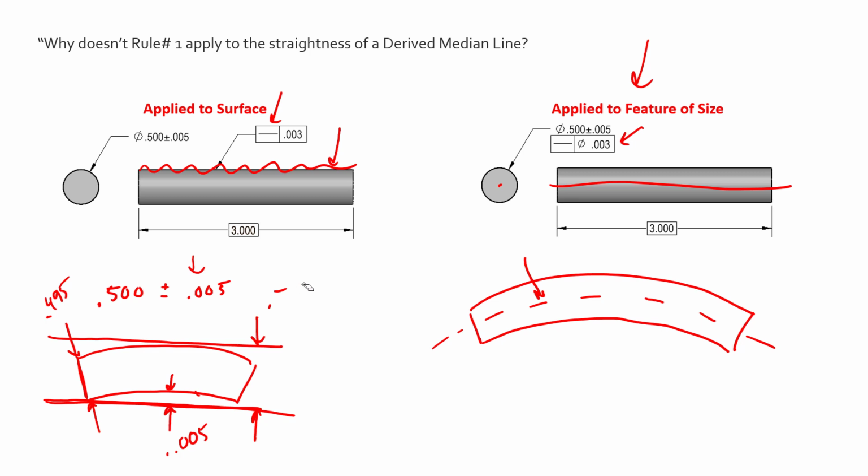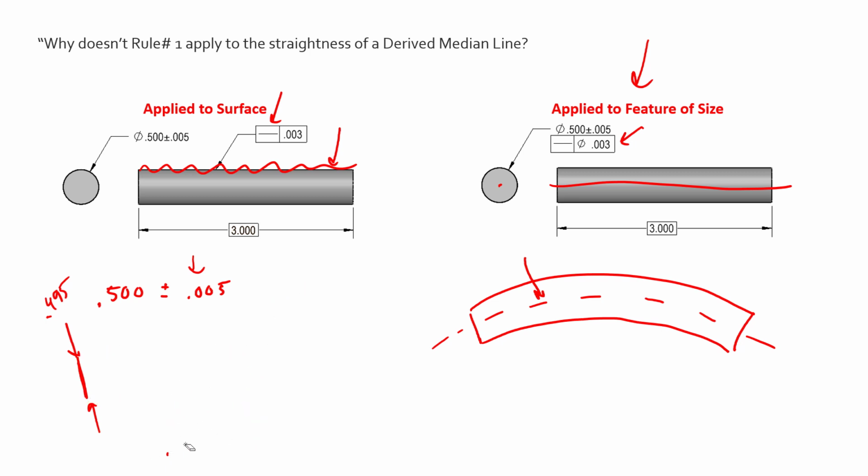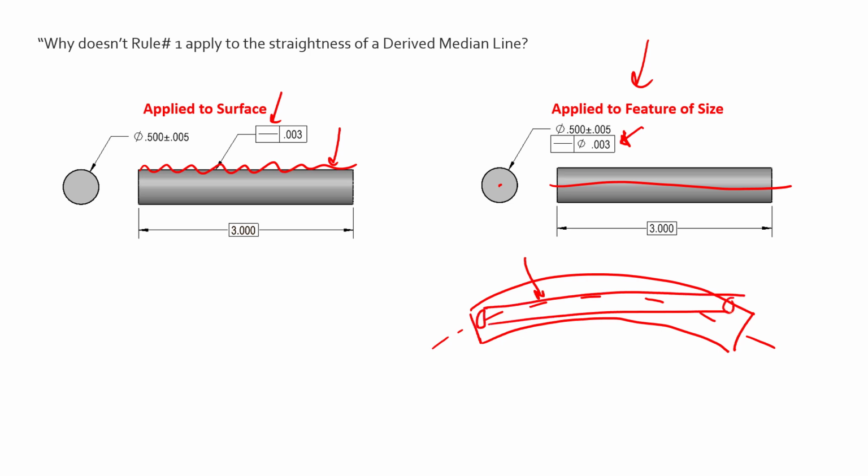However, as we state in our courses, if you're using derived median line, it overrides the form that is otherwise restricted by rule number 1. So if we're saying now this straightness has to be held within 0.003, we're saying no matter what happens here, this derived median line has to fall inside a tolerance zone with a diameter of 0.003. So that automatically overrides what would have been held with rule number 1 in the size dimension.